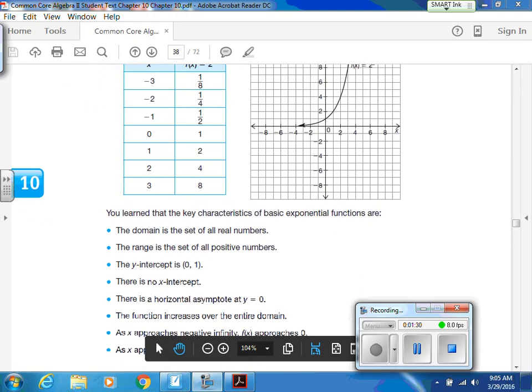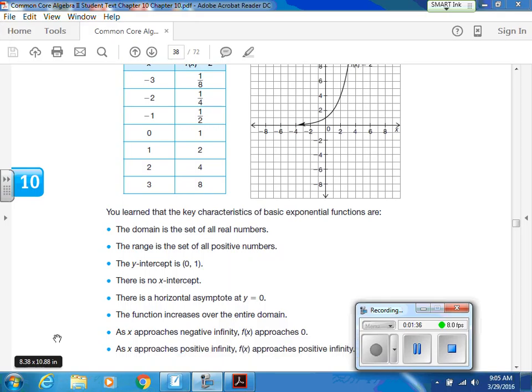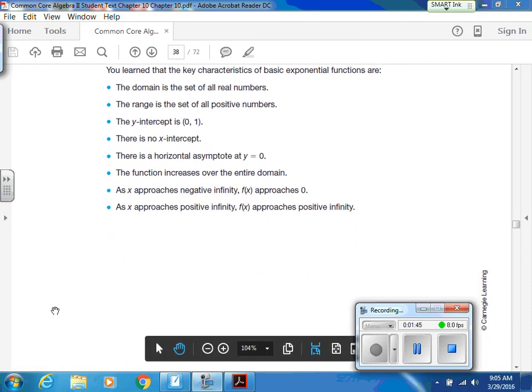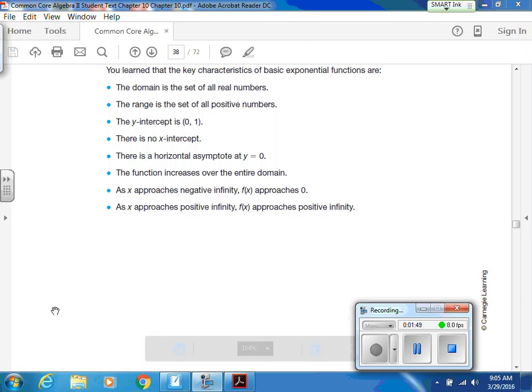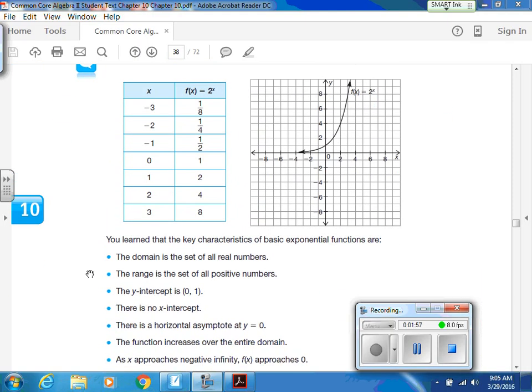The y-intercept is 0, 1. If I can't get to 0, then there's not going to be an x-intercept. That means there's a horizontal asymptote at y equals 0. It's always increasing. As x approaches negative infinity, the function approaches 0. It's not going to touch it. It's going to get infinitely closer. And as x approaches positive infinity, f of x also approaches positive infinity. So those are just some things to remember about that function right there.